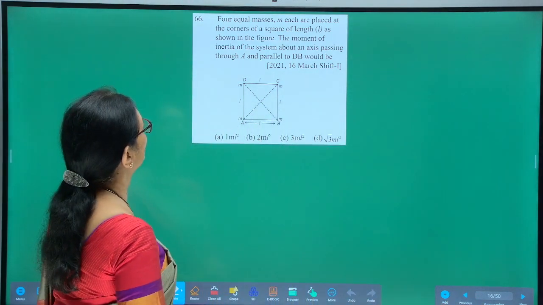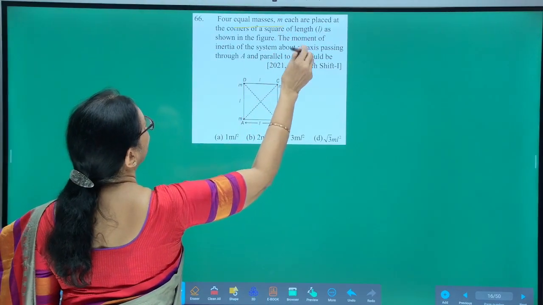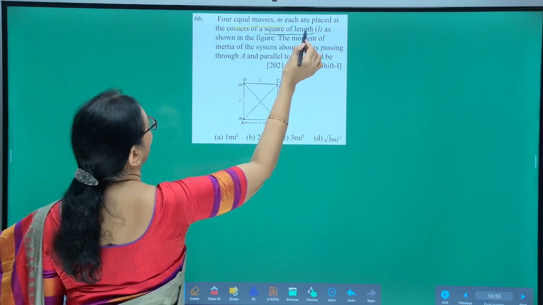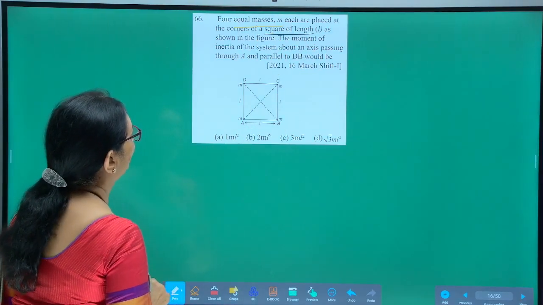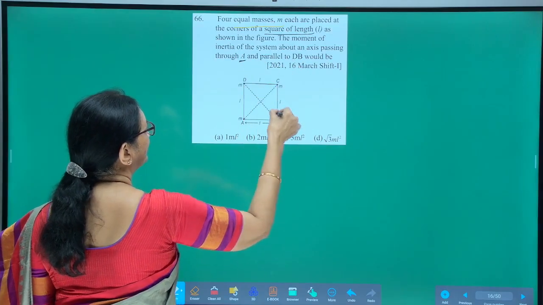Move on to this next problem. Four equal masses are placed at the four corners of a square of length L. Find the moment of inertia about an axis passing through A and parallel to dB.